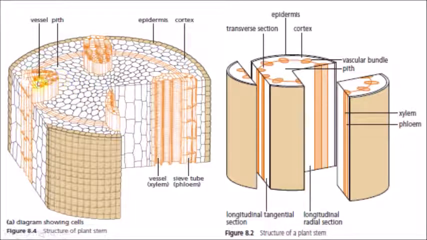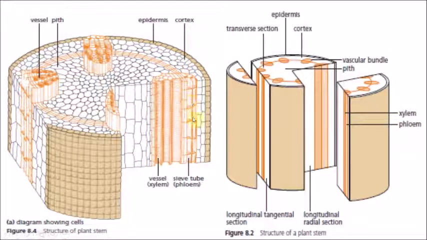So you've got the vascular bundles here, which here is made of the xylem on the inside and the phloem on the outside of this big vascular bundle. You've got the inside pith, you've got the cortex, and then the epidermis on the outside.